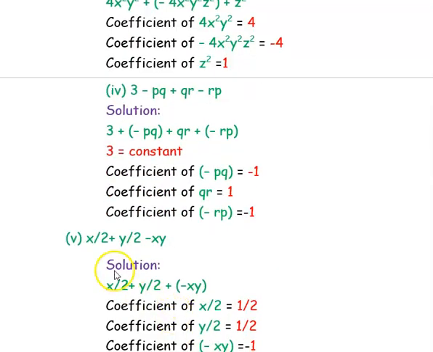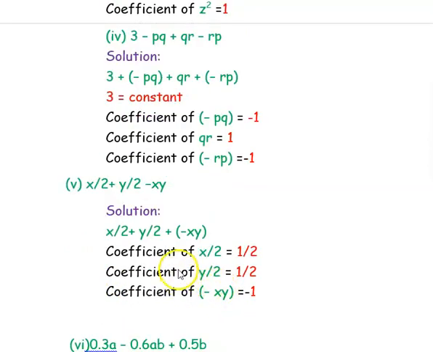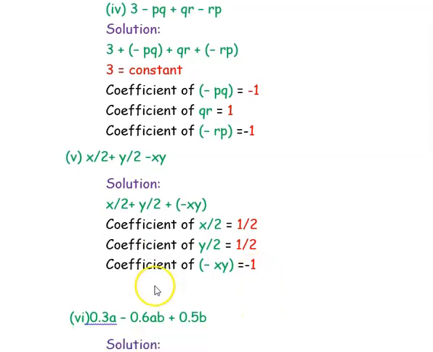The next example given is x square plus y square minus xy. So x square is one term, y square is one term, and then minus xy is another term. So totally here we have 3 terms. And then the coefficient of x square, that is we can write it as 1 into x square, so it is 1. And then the coefficient of y square, that is 1 into y square, so it is 1. Then the coefficient of minus xy is minus 1.